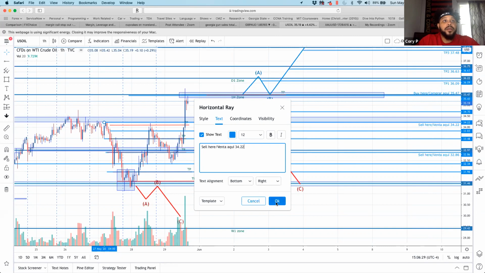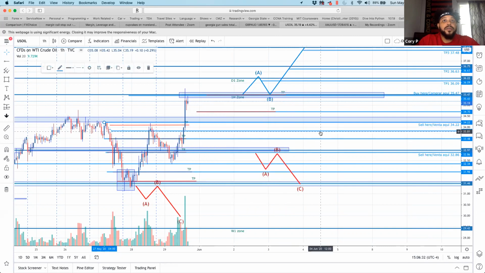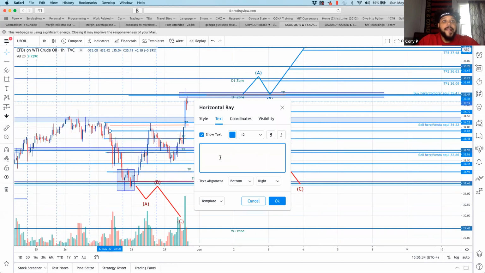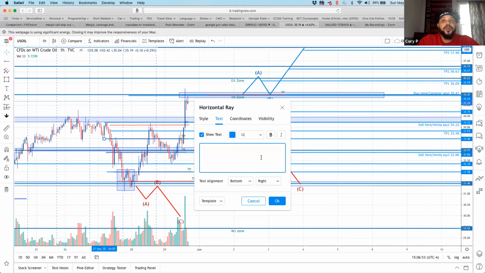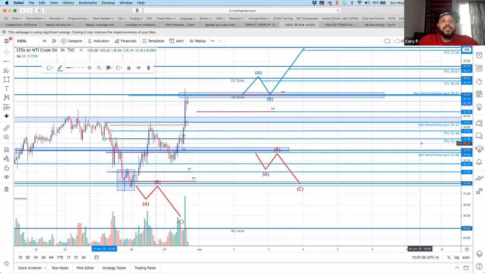Right here until here, TP at 33.48. And then after that, maybe here for TP2, so I'll just add that. But 33.48 would be a TP2, right?